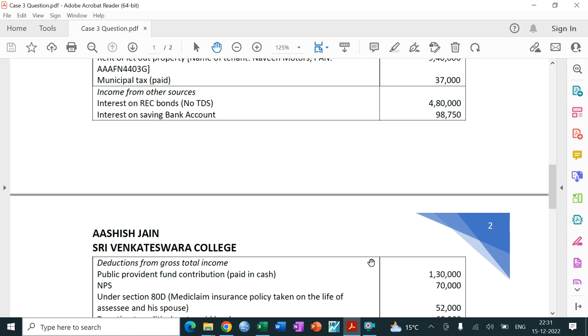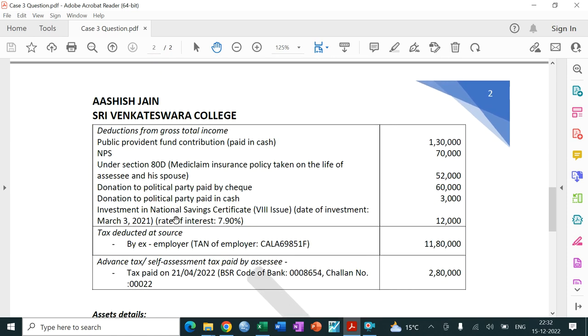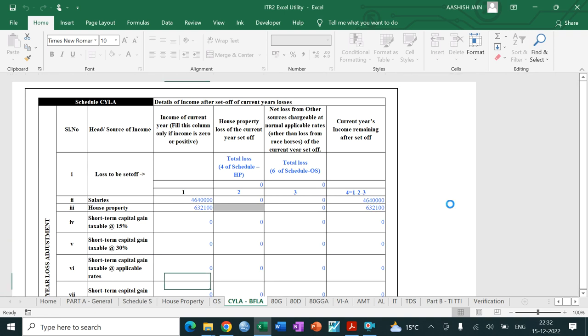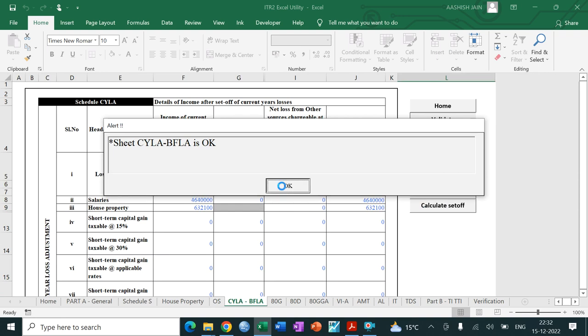Then that's it. But yes, we have information regarding this, that is interest on National Savings Certificate. We'll take 7.9% of 12,000, that is 948, national savings certificate. Alright, so we will add this amount here. Alright, so I am adding this here, 948. That's it. It is included in other interest. So the taxable amount in the head of other sources, that is 5,79,698. Validate, it's okay. Go to next. Calculate setup. Validate. Next.